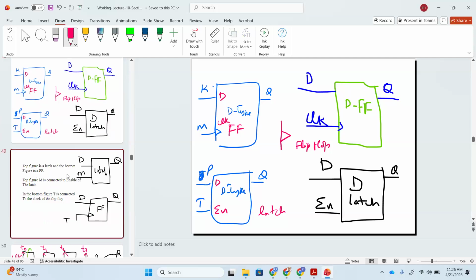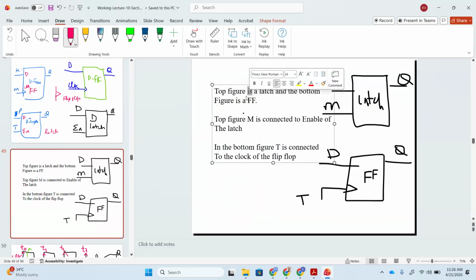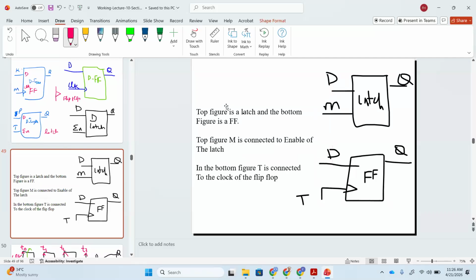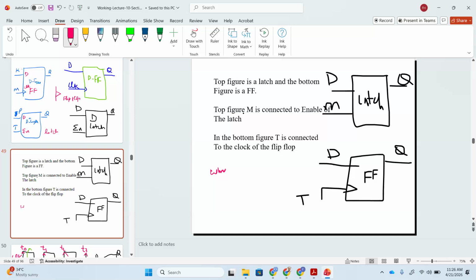Now I'm going to elaborate. In this case, the top figure is a latch, and the bottom figure is a flip flop. Question number one: why is the top one a latch and the bottom a flip flop? Because the symbols are different. The bottom is a flip flop because we have this symbol, and the top is a latch.